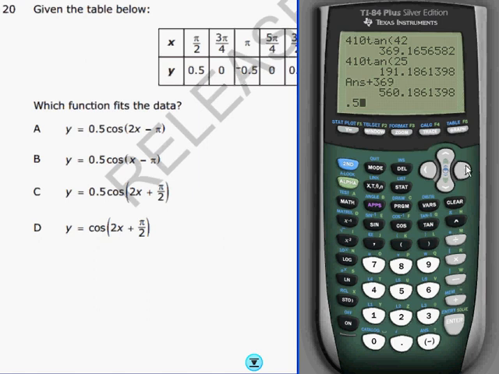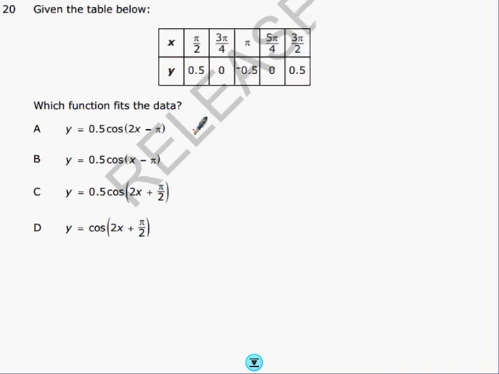Okay, 0.5 cosine of 2 times x, and we'll start with pi over 2. Pi over 2, 2 times x minus pi, and that's it. It should equal 0.5. Let's see. It equals 0.5. So this guy works for the first one. I'll put a check underneath it.